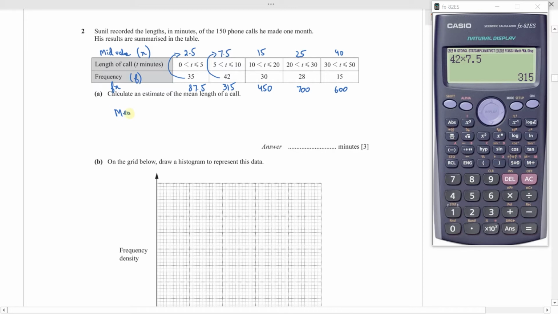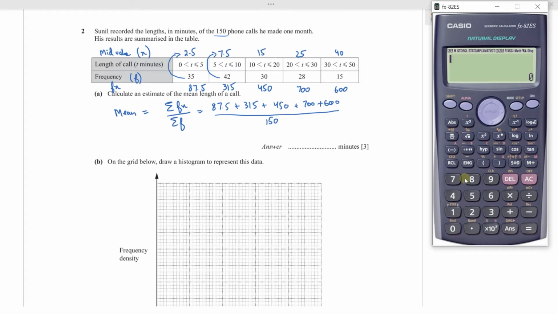Now our mean will be simply sigma fx divided by sigma f. Sigma fx means you find the sum of all these products. So this is 87.5 plus 315 plus 450 plus 700 plus 600, divided by the sum of all the frequencies, 35 plus 42 plus 30 plus 28 plus 15. We already know the total frequency is 150 because this table is for 150 calls. So if you add all of these frequencies, you will get 150 in the denominator.